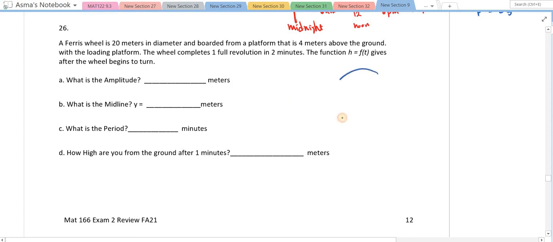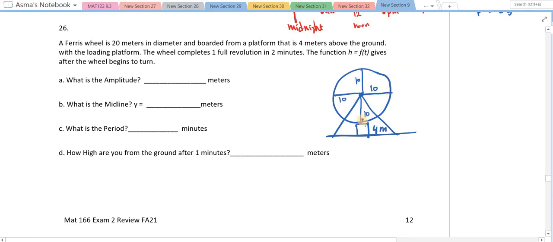So here is a Ferris wheel, and this Ferris wheel is standing on something like that. It is attached here. There is a platform that you can board the Ferris wheel from, and this is 4 meters high. I know that the diameter is 20. That means the radius is 10. So this distance is 10, and this distance is 10, and this distance is 10.